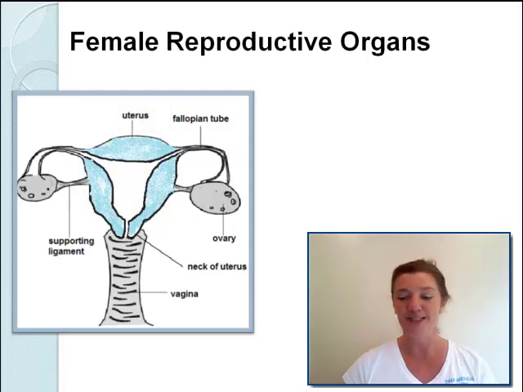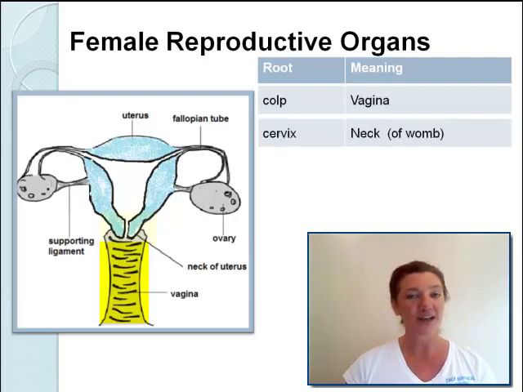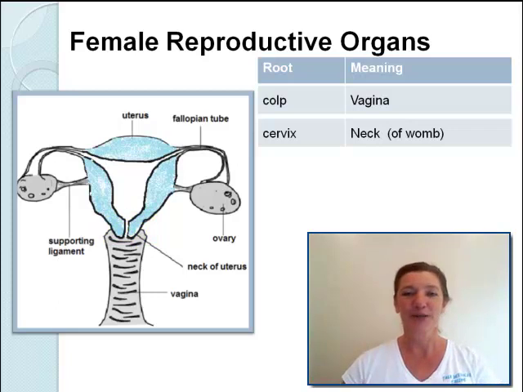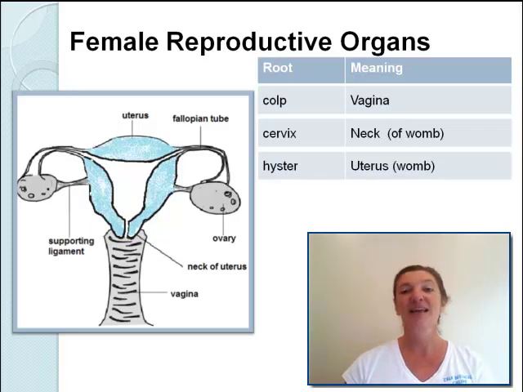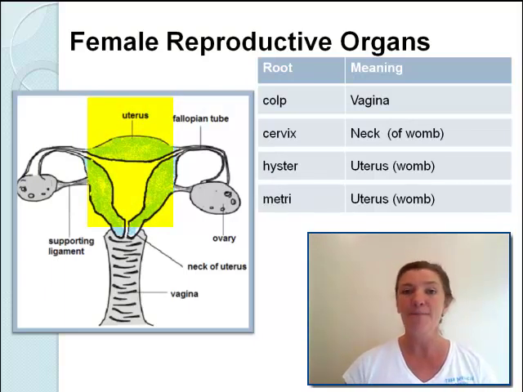Let's look at some root words. Colp is the term for vagina. Cervix is the neck of your womb. You have to remember we've had the word cervix before relating to your neck up here, so do put it in context. Hyster is the medical root term for your womb, your uterus. And there is another one as well. Metri or metra means uterus.